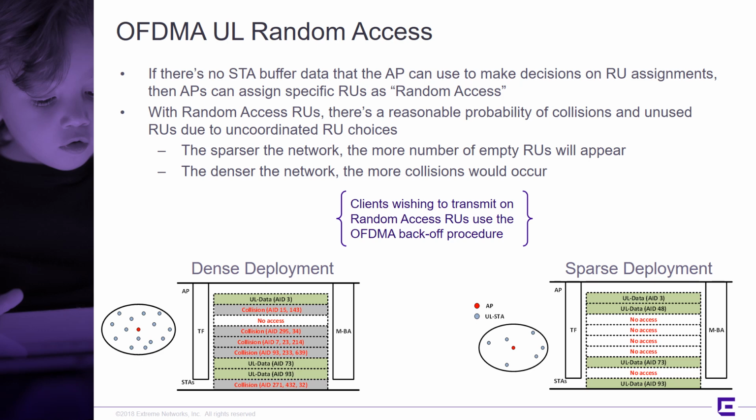Now, when stations wish to transmit using random access RUs, or RUs that are assigned by the AP as random access because it didn't know how to assign them, they're going to use a special OFDMA backoff procedure that's a little beyond the scope of this presentation.